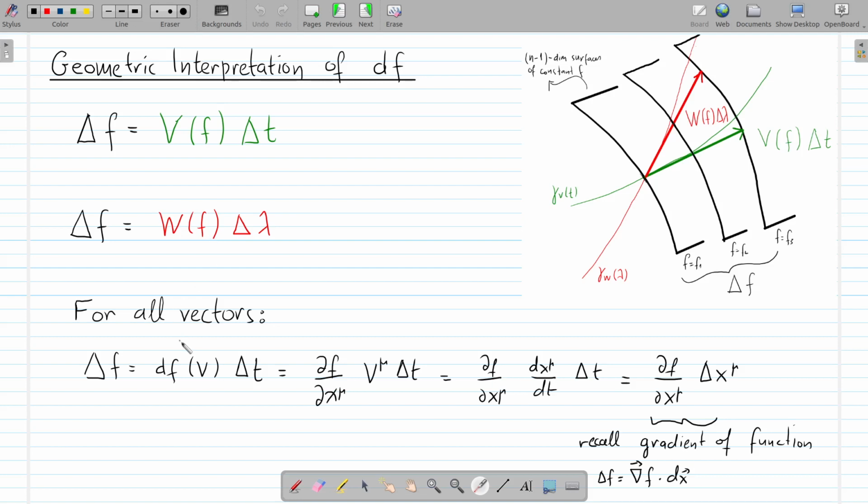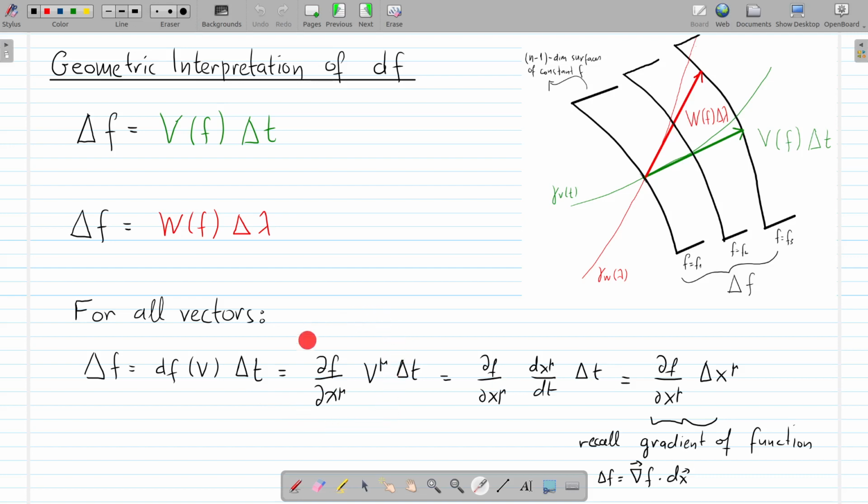So for any vector, this change of the function along the curves is the action of the vector on the function, but this has been defined to be the action of the gradient on the vector. So this v times delta t becomes df times delta t.